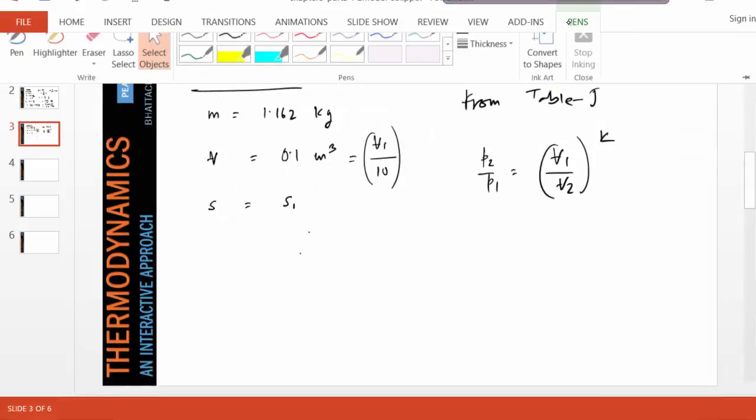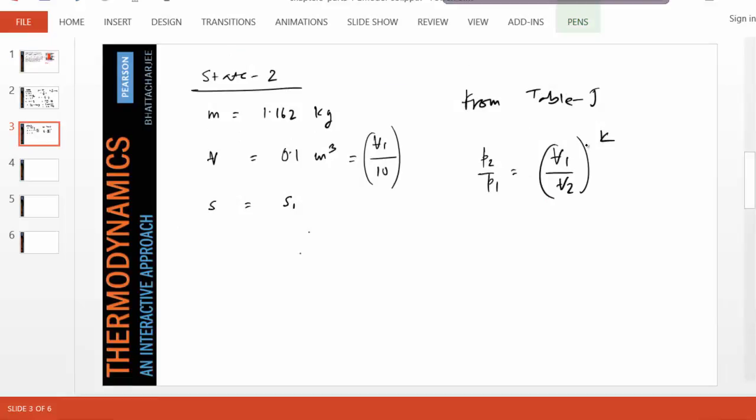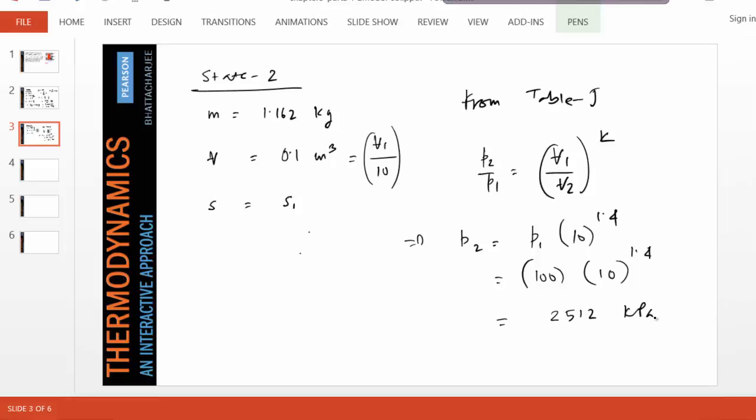So we come back and we notice that from this equation, we can find P2 to be P1 times V1 over V2, which is nothing but 10. The ratio is 10. So it's 100 kPa times 10 to the power 1.4, and that's 2512 kPa. So we found the final pressure.